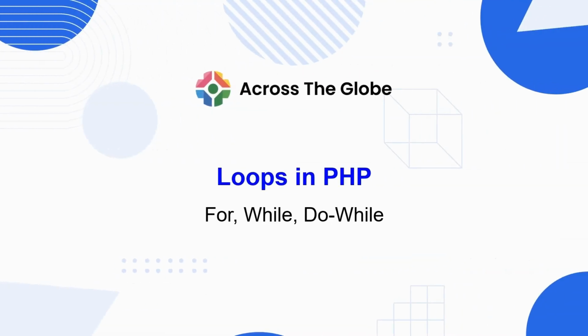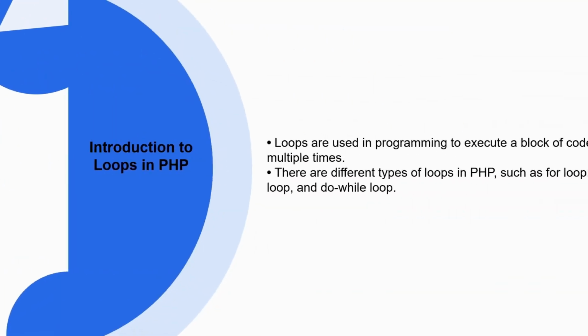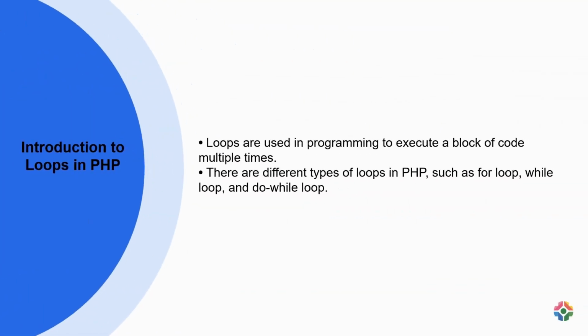Today we will learn about loops in PHP. Loops in programming, including PHP, enable the repetition of a code block. The for loop allows specifying a fixed number of iterations based on a defined condition. The while loop runs as long as a specified condition is true. The do-while loop is similar to a while loop, but guarantees at least one execution before checking the condition.